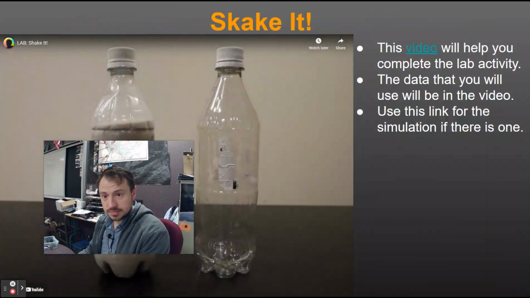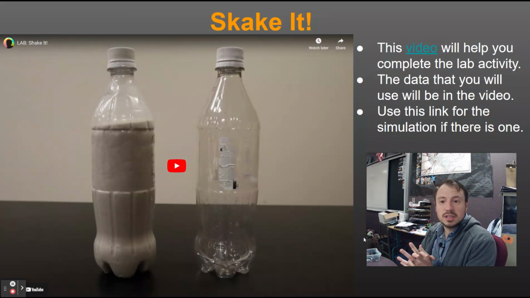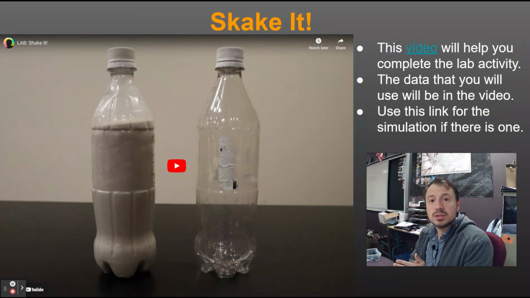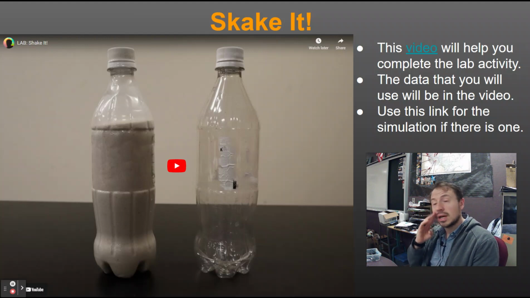In order to demonstrate this, we did the Shake It Lab, where you shook a full bottle and an empty bottle of sand. What I wanted you to get out of this one is that when you're shaking it, what you're feeling is the inertia. You'd probably say it's obviously harder to shake the one filled with sand than the empty one, because it's heavier. Well, it is heavier, but that's not why it's harder.